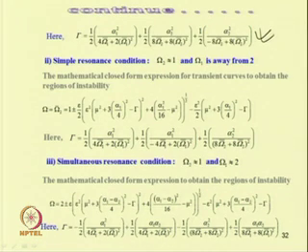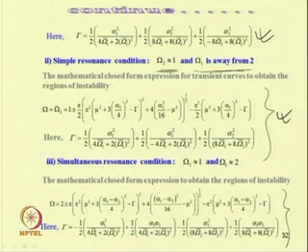So, in case of simple resonance condition, again one can obtain this equation, where omega 2 is nearly equal to 1 and omega 1 is away from 2. So, one can obtain this equation for the transition curve. Similarly, for simultaneous resonance condition, one can obtain this equation.